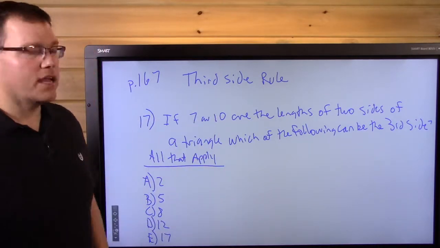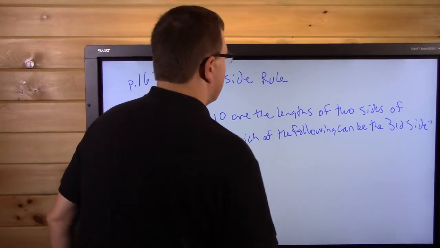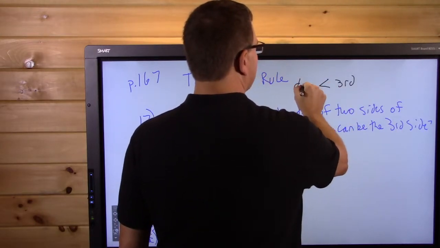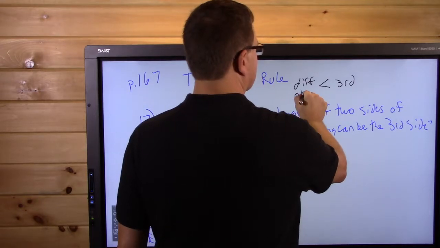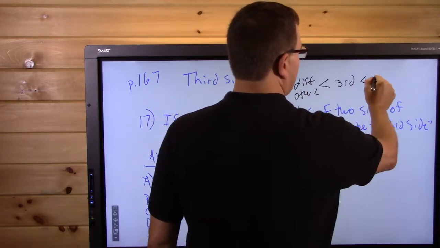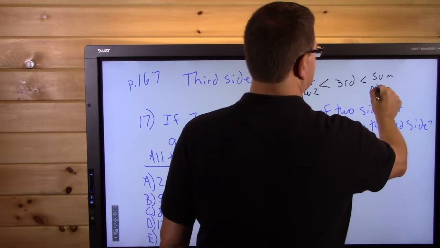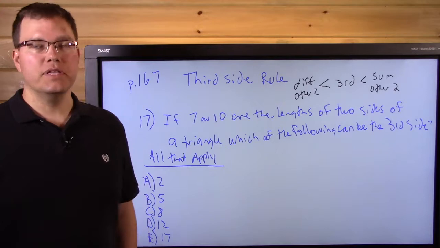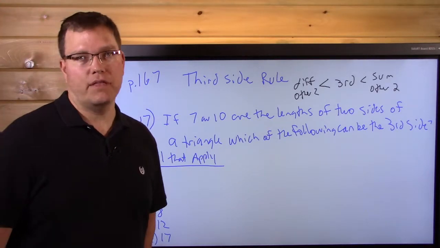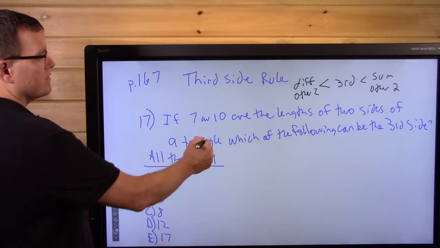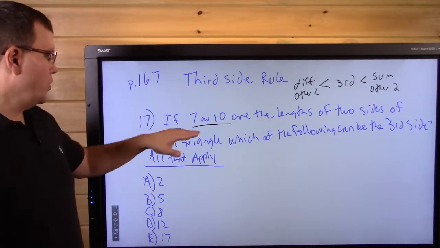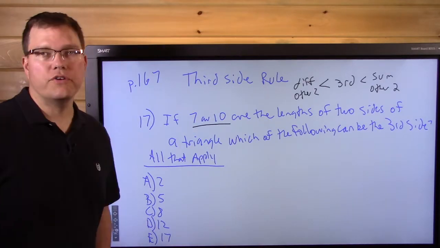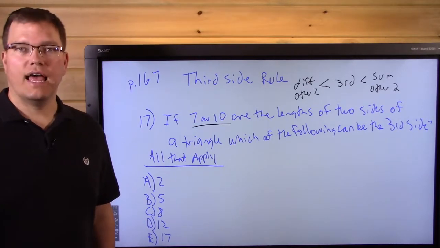And you've got the third side rule, which is this. The third side has to be greater than the difference between the other two, and it's got to be less than the sum of the other two. So we very quickly see we have sides of 7 and 10. Which of these following can be the third side? Go ahead and try it for yourself. Just take a second and figure that out. Pause it if you need to.